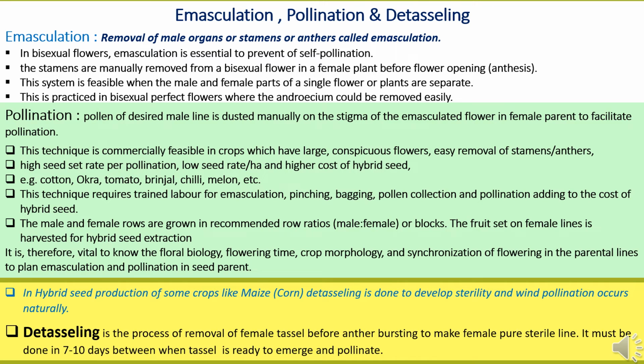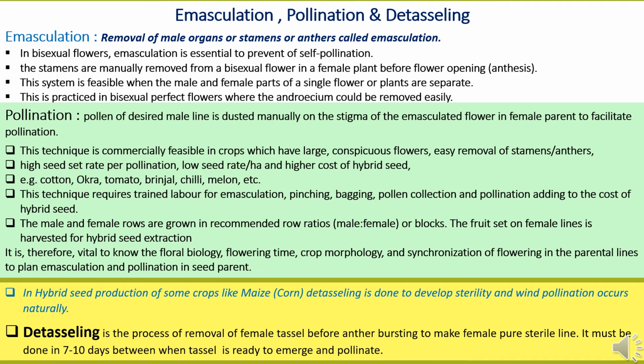Now the pollination, where the pollen of the desired male line is dusted manually on the stigma of the emasculated flowers in female parents to facilitate pollination. This technique is commercially feasible in crops that have large conspicuous flowers. Easy removal of stamens and anthers is possible, and there is a high seed set rate for pollination, low seed rate per hectare and high cost of hybrid seed. Crops like cotton, okra, tomato, brinjal, chili, melon, etc. are having the emasculation and pollination process in hybrid seed production.